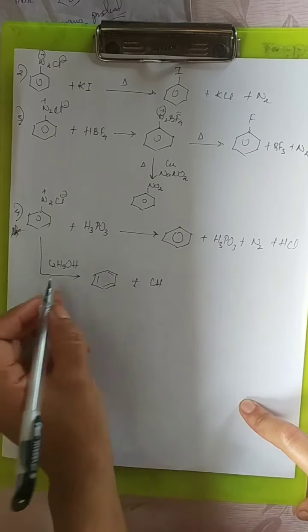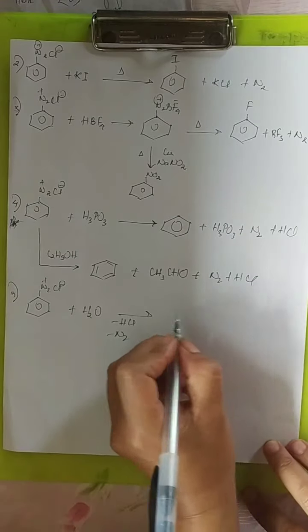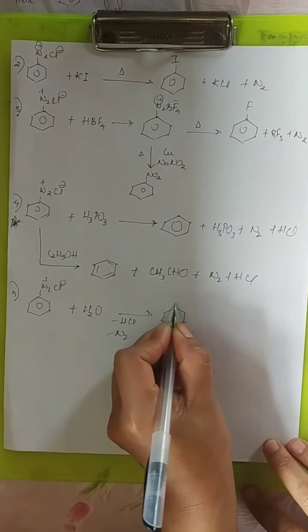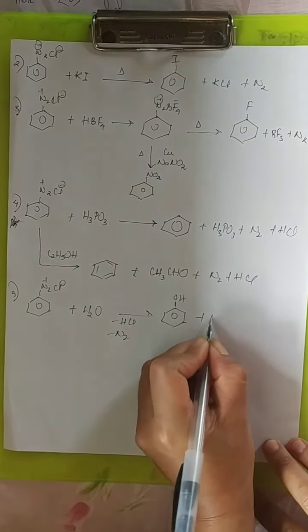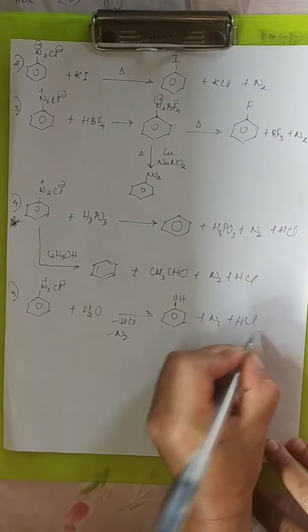Now the fifth one is replacement by hydroxyl group, that is addition of OH group. Our benzene diazonium N2Cl minus, benzene diazonium salt, when it reacts with water, there will be removal of HCl and nitrogen gas is removed. Therefore, replacement will be done by an OH group, and N2 and HCl will be here.